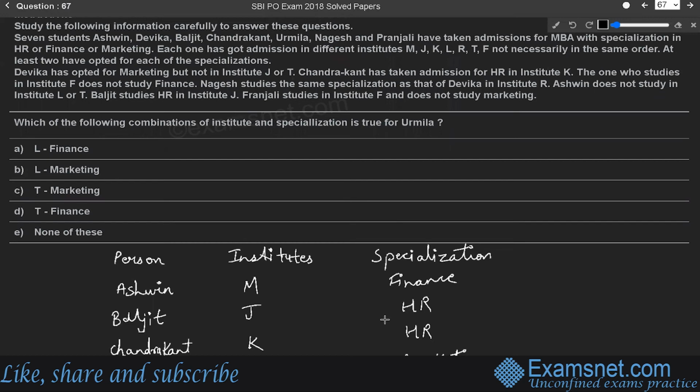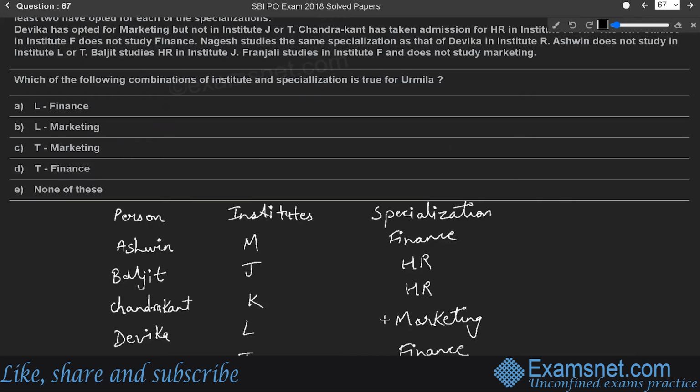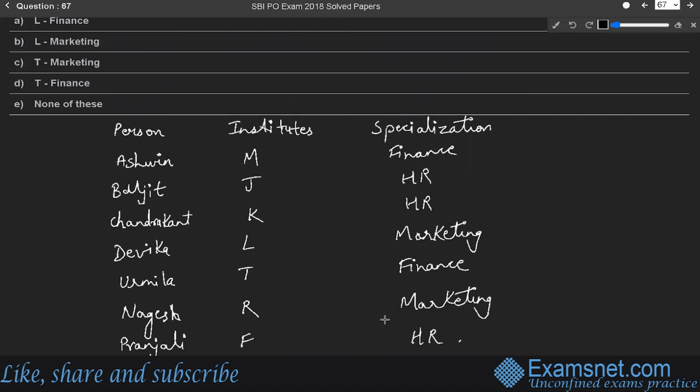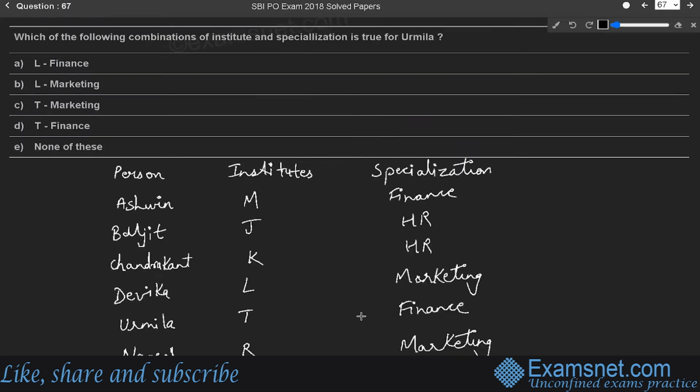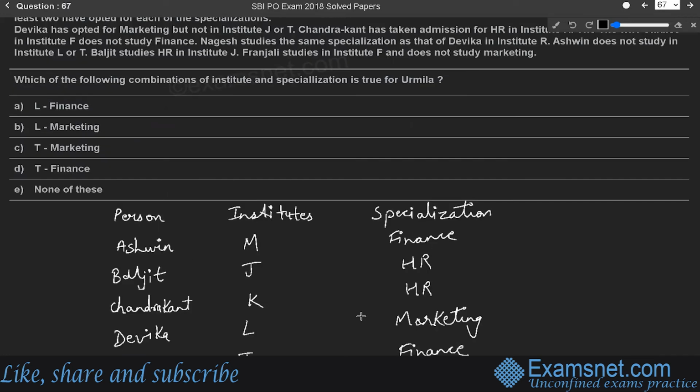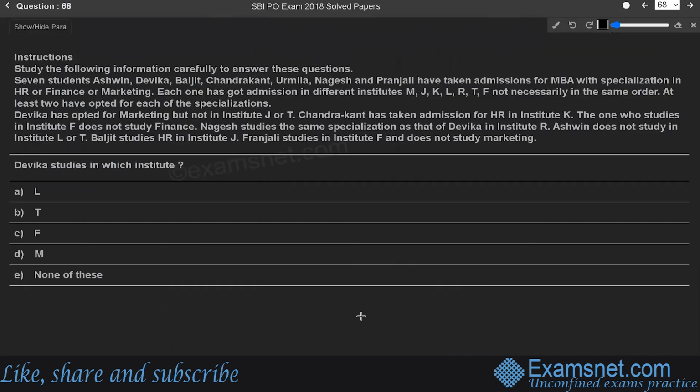Now, the question is, which of the following combination of institute and specialization is true for Urmila? We can see that Urmila studies in Institute T and her specialization is finance. So we can say that the correct combination is T and finance. Hence, the correct option will be option number D, which is T and finance.